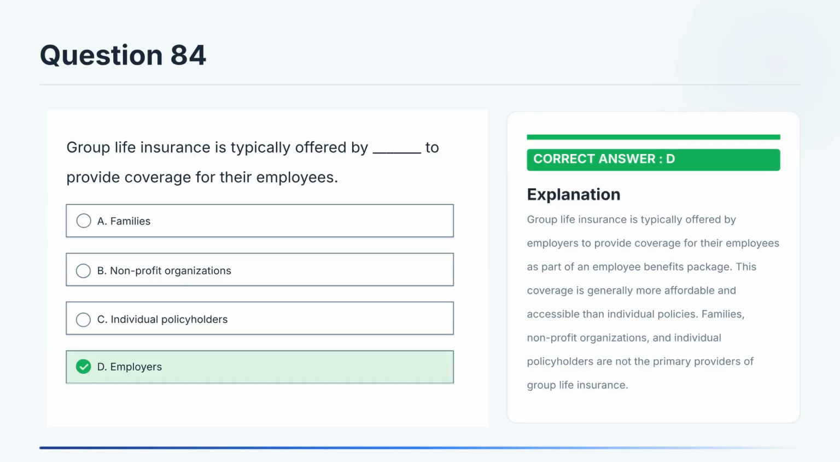The correct choice is D. Employers. Group life insurance is typically offered by employers to provide coverage for their employees as part of an employee benefits package. This coverage is generally more affordable and accessible than individual policies. Families, nonprofit organizations, and individual policyholders are not the primary providers of group life insurance.